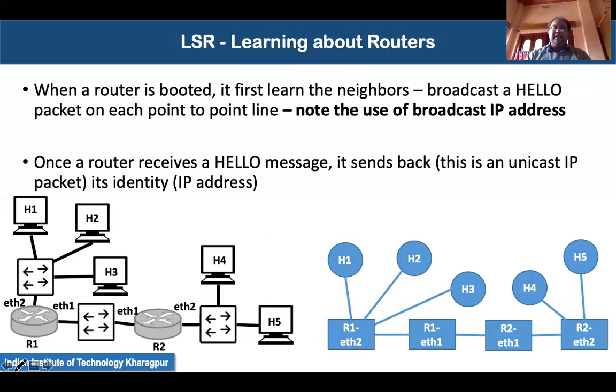So here is the first step of link state routing. The first step is that you need to learn about the routers. To learn about the routers, when a router is booted, it first learns about its neighbors. So it broadcasts one special packet on each point-to-point outgoing link. Note that it uses the broadcast IP address to broadcast that information. So that is one usage of the broadcast IP address, to broadcast my link state information to others.